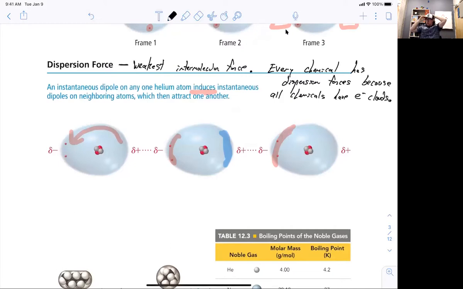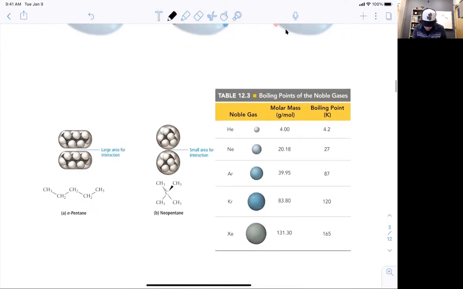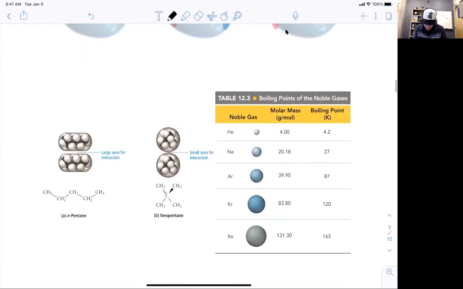Okay, so like we did before with dipole, we talked about when does that intermolecular force increase. We see that dispersion forces increase in two different ways. I don't know if the textbook talks that much about this, but sometimes dispersion forces are called LDF, London dispersion forces. They're kind of interchangeable. London was one of the scientists that first proposed these.